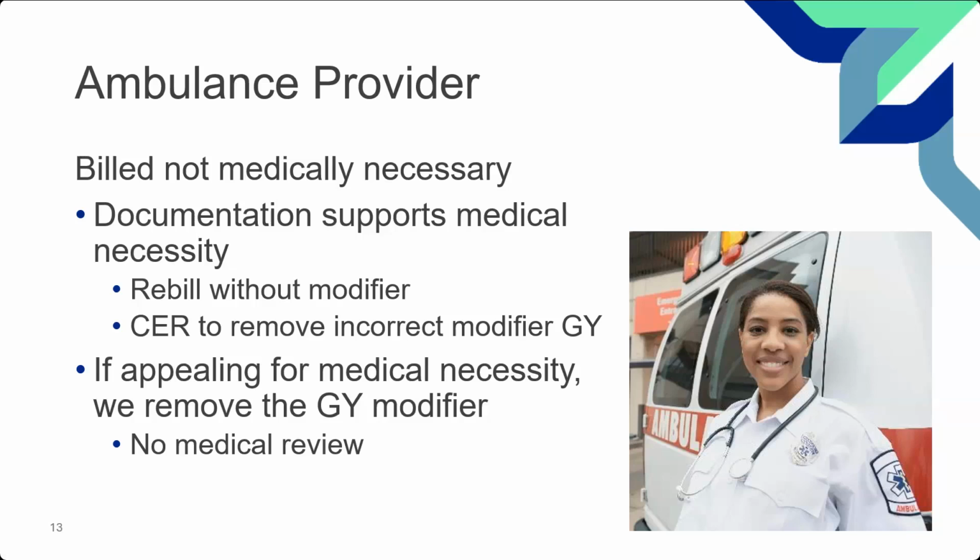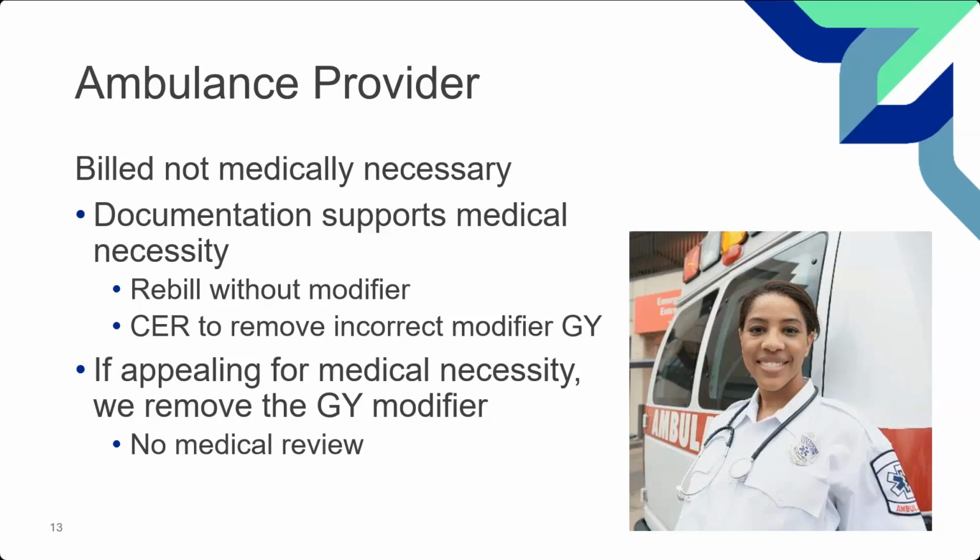The portal will tell you whether our system will accept it or not instantly. That's why we recommend doing it there. So again, if you're appealing and you are signing and dating it as a representative of the ambulance supplier or ambulance company, then we will simply remove the GY. There is no medical review. There is nothing like that that happens because you're now saying to us it is medically necessary versus the GY, which indicates it does not meet the statutes.